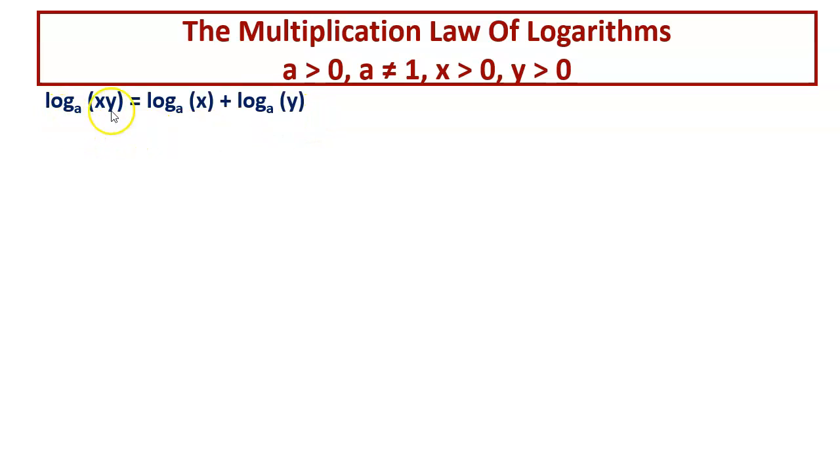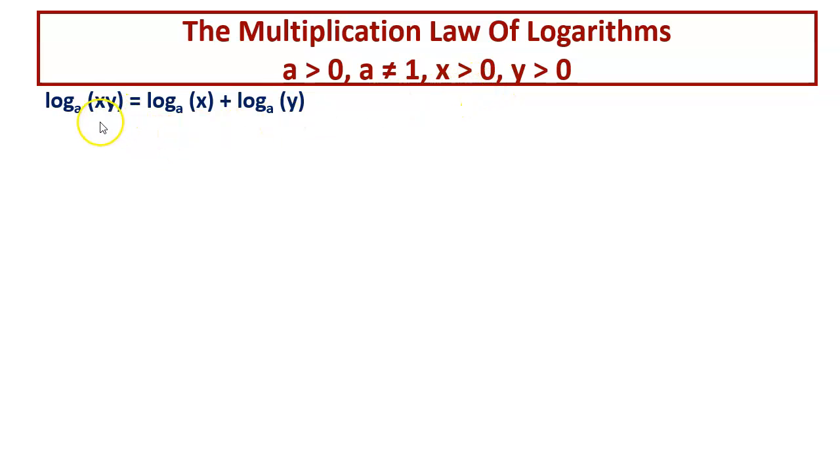It is log of x times y to the base a is equal to log of x to the base a plus log of y to the base a. Now you see the base is a, therefore a should be greater than 0 and a cannot be equal to 1. We have seen this restriction for the base of any log term. And x should be greater than 0, that means x should be a positive number and y should be a positive number. Because we know that the argument of a log term cannot be negative or equal to 0.